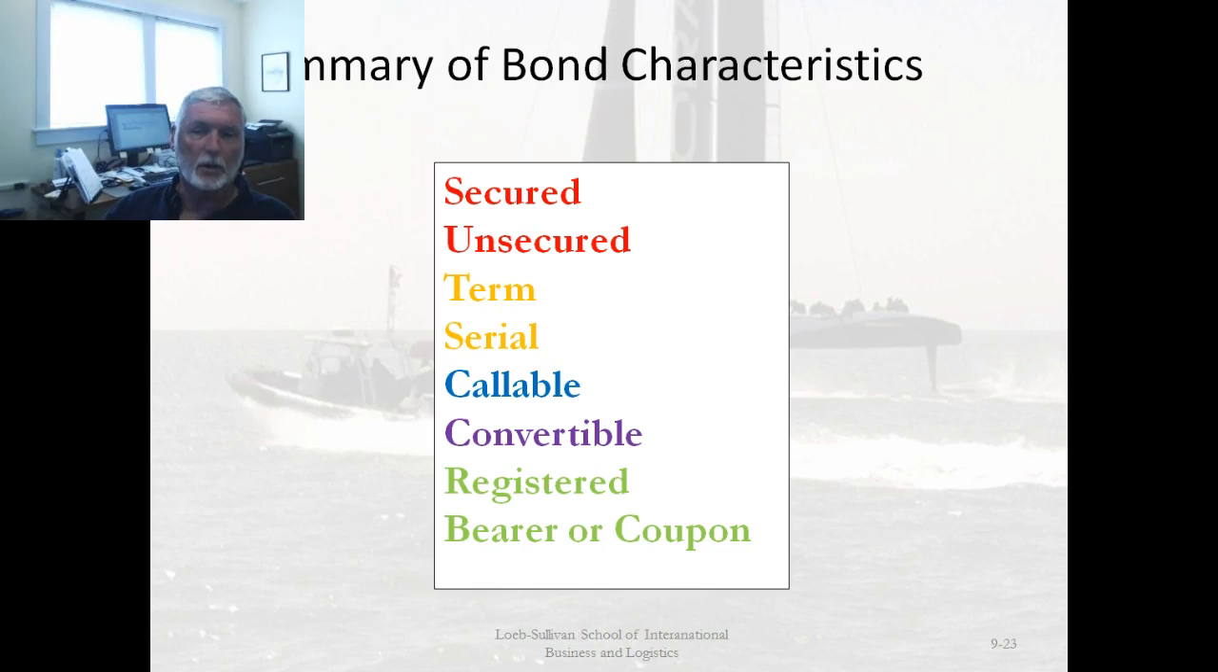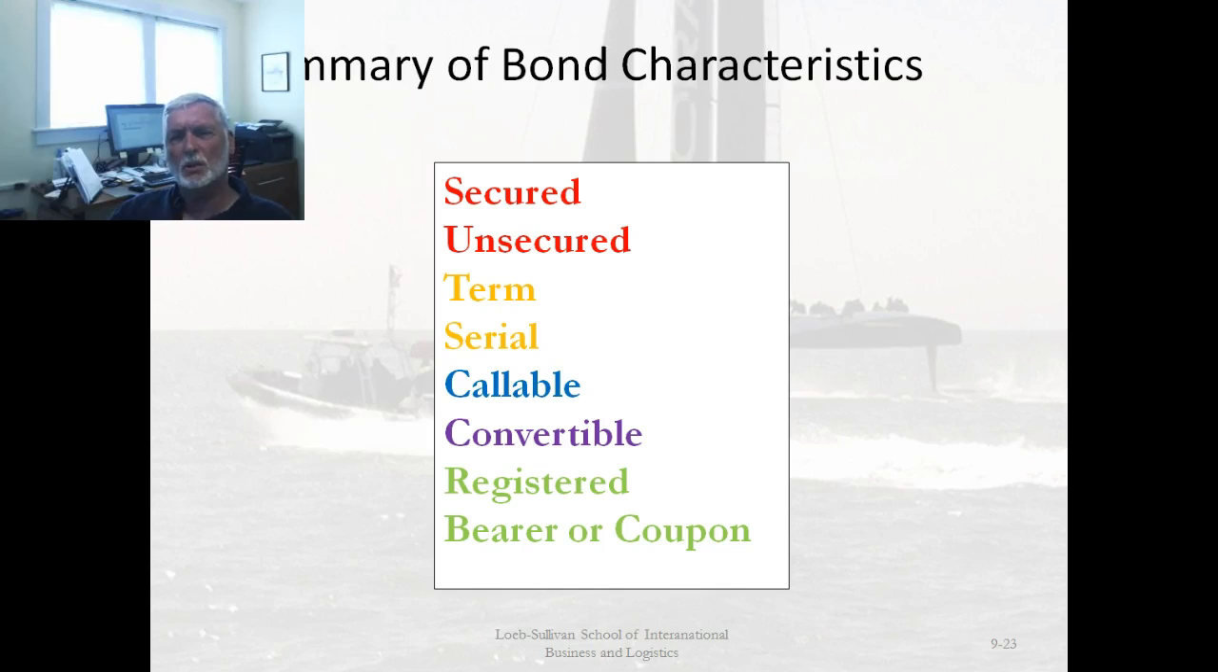Callable and non-callable we talked about. We haven't talked about convertible bonds yet, but we will shortly. They are bonds that are convertible to common stock. And then registered and bearer or coupon bonds we talked about. Bonds are fixed income securities. So the interest is fixed at whatever interest they're issued at. So a 5% bond is going to pay 5% till its term is done. A 7% bond, 7%, and so forth.